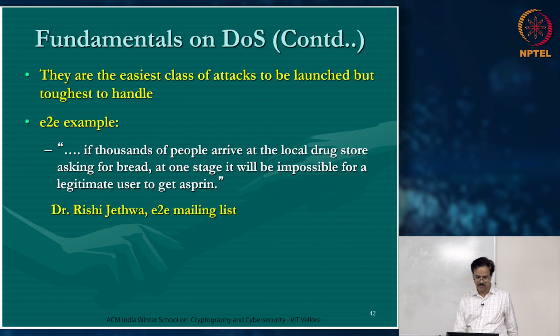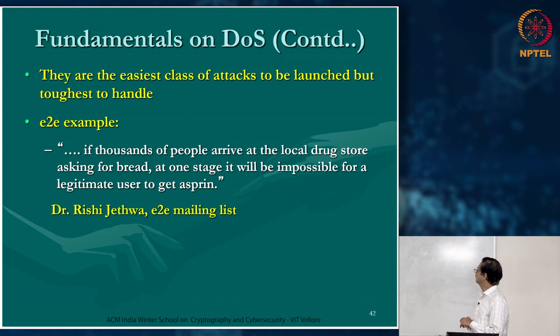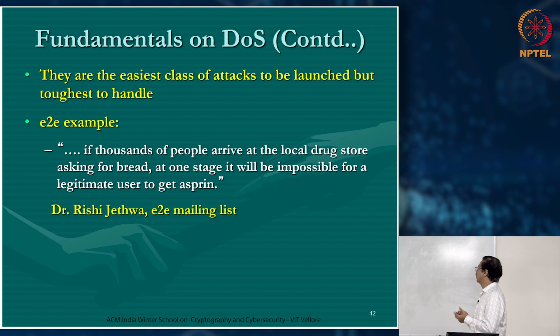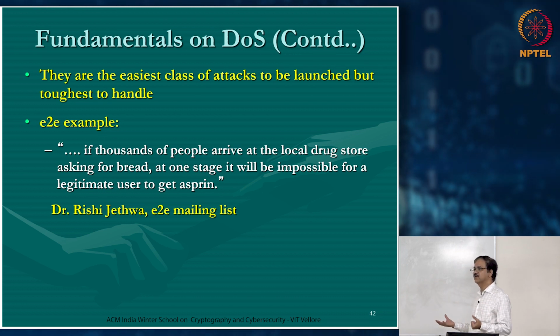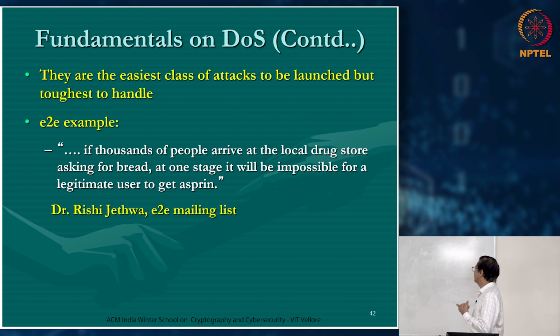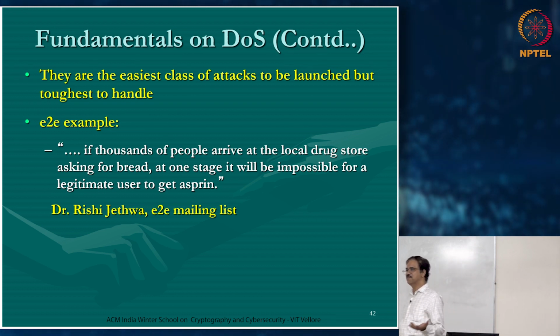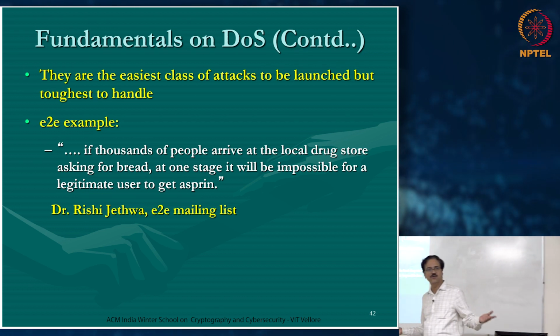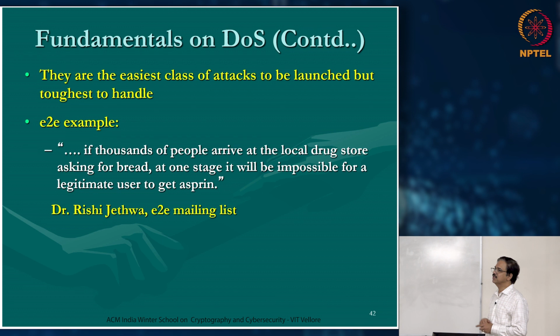A very simple example, for those who want to visualize it: it is like thousands of people arriving at a local drug shop asking for bread. At some point, it will be very difficult or impossible for a genuine person to get an aspirin, because you go in front of a medical shop and see a huge queue where everybody is asking for something which is not served by that particular person.